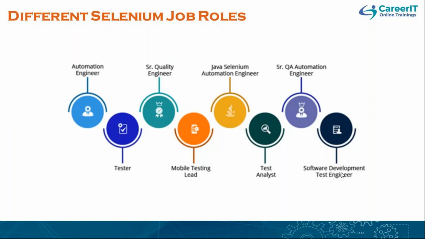So what are the different job roles and responsibilities? Generally, you will see automation engineers. It's a very basic role for freshers. We generally give a job role like automation engineer, or simply tester, or senior quality engineer, mobile testing lead, Java Selenium automation engineer, test analyst, senior QA engineer, technical test lead, or test lead, and SDETs, software development engineers in test. Different roles will be there in different companies, guys. These roles will vary from one company to another.